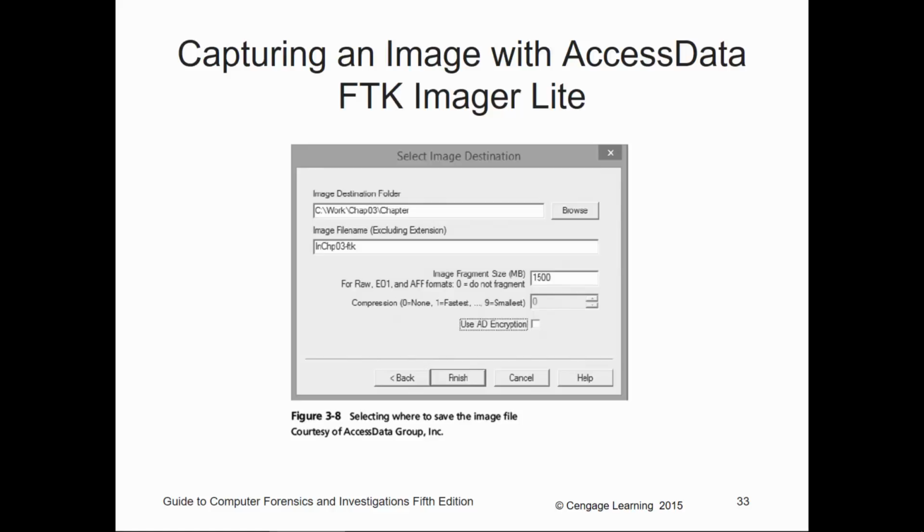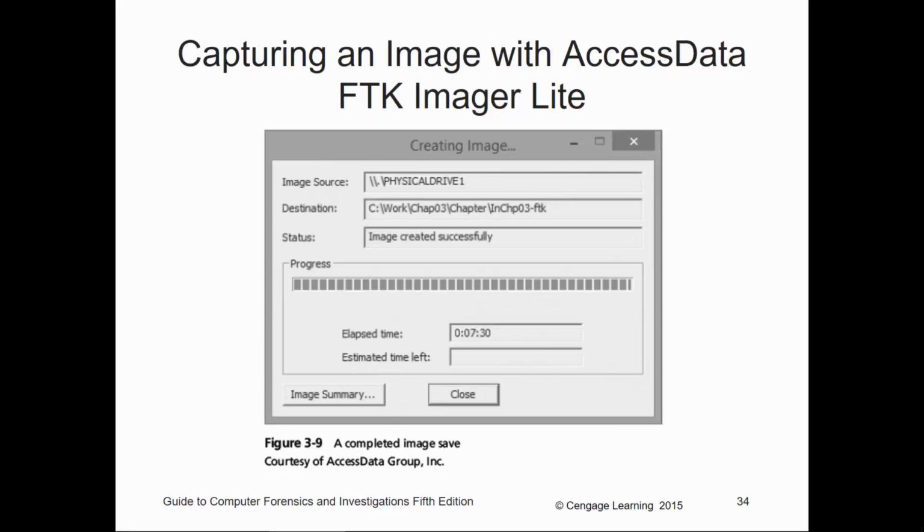So here we're looking at selecting the image destination. If we're capturing the image, we want to make sure that we're putting the image in the correct location. We could do things like encryption as well there. Then we have the create image process, and we also have an image summary if we want to use it. Give it time, and it will complete. It has a progress bar and an elapsed time.